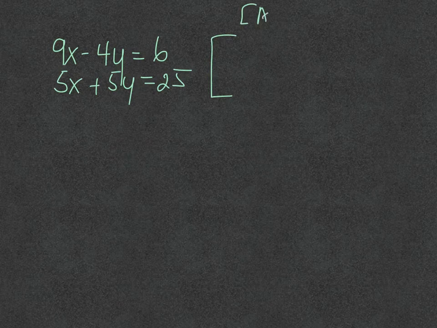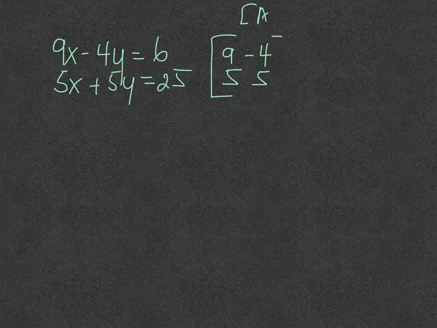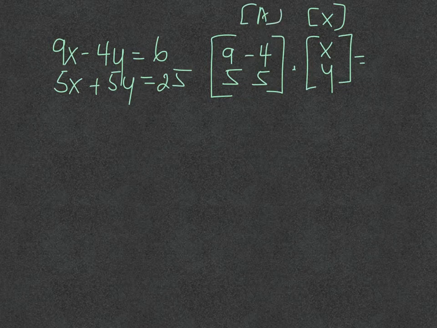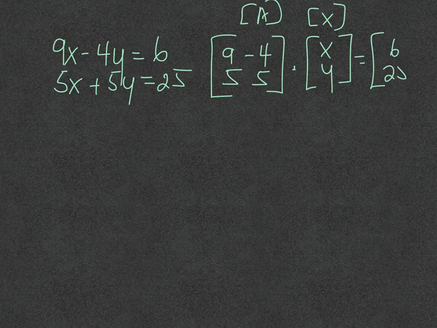Matrix A will be 9, -4, 5, and 5, then multiplied by our variable matrix, which is matrix X. And then our answer matrix, 6 and 25. This is our matrix B.